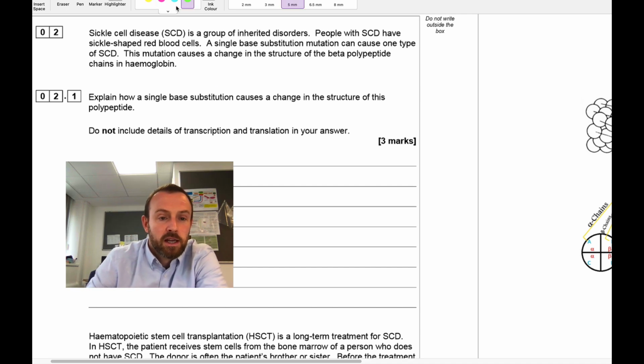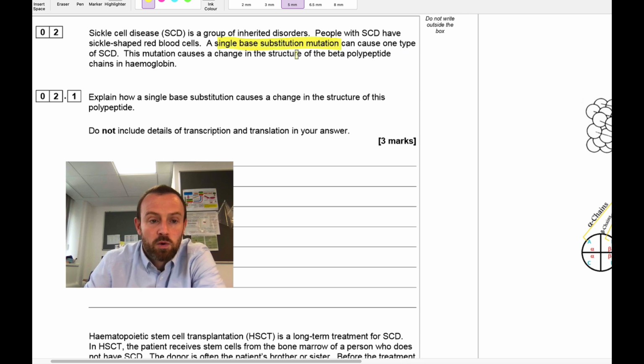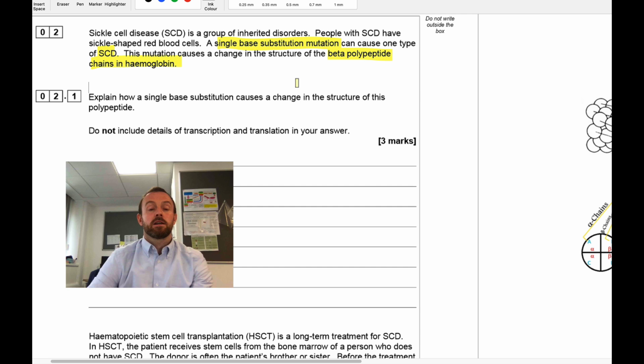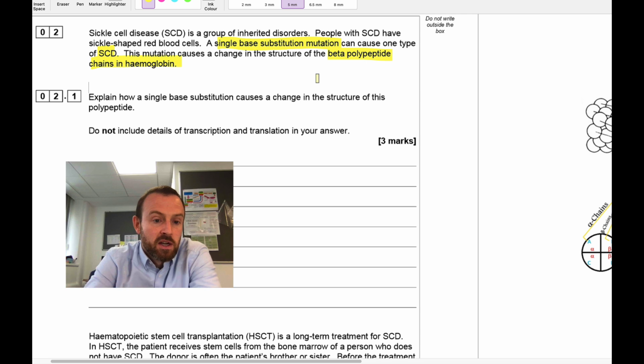I think let's highlight key bits here. Single base substitution mutation can cause one type of sickle cell disease. This mutation causes a change in the structure of the beta polypeptide chains in hemoglobin. These sorts of questions come up again and again. This is a question looking at how a mutation can cause a change to protein structure. And we just really have to flesh it out.